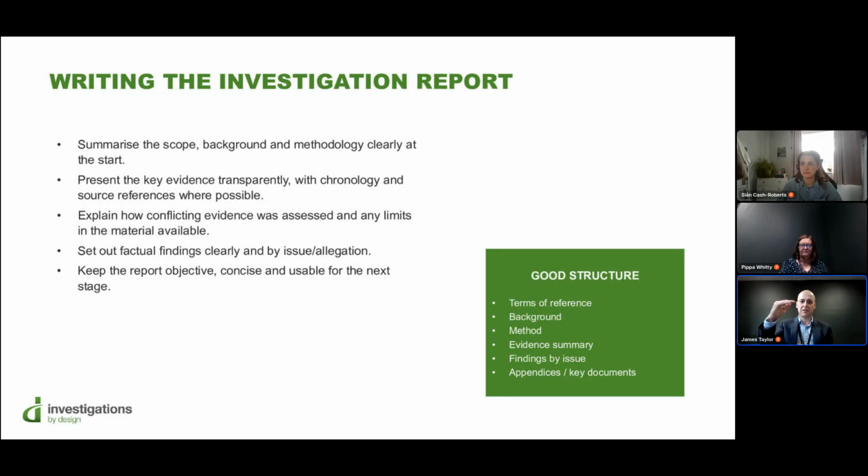And I think setting out events in date order helps the reader understand the sequence of what happened, how the evidence fits together, and whether the accounts are consistent with the surrounding evidence. But I think it's also important to include in there a chronology of the investigation.